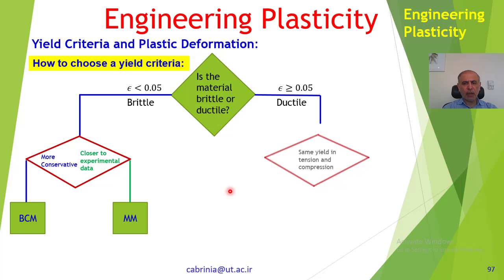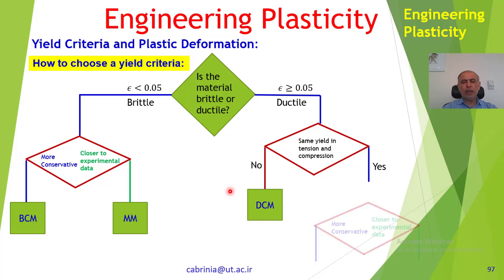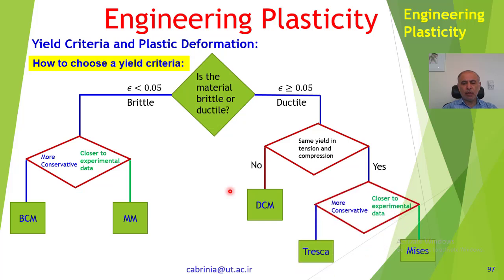Now, if the material is ductile, then we ask whether it has the same yield strength in tension and compression. If the answer is no, then we use the DCM, which is the Coulomb-Mohr criteria for ductile material. And if the answer is yes, the yield strength in compression and tension is the same, then we use either Tresca or Mises, depending on whether we want to be more conservative or closer to experimental data. So this flowchart could be used in design problems.